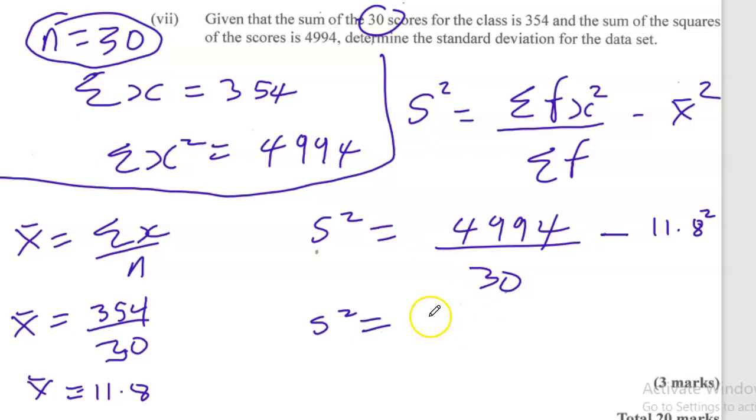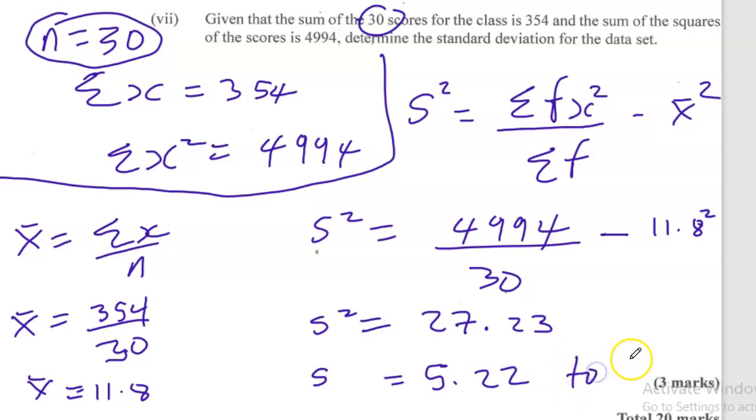That gives us 27.23. So the standard deviation S is the square root of 27.23, which is, I'm getting 5.218. So that's 5.22, if I'm using 2 decimal places. So that's it.